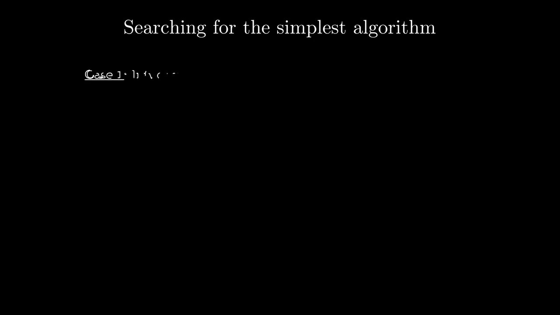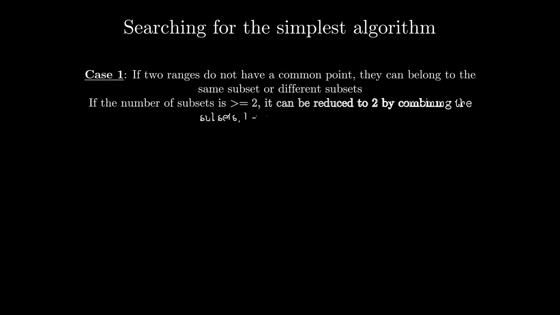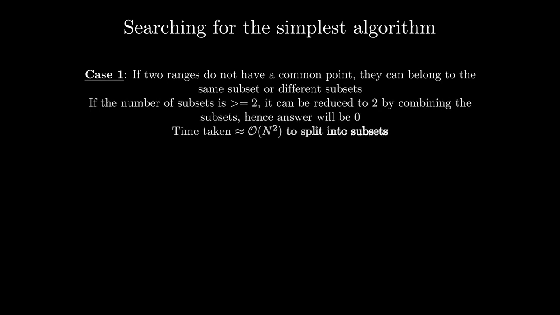I had mentioned that if two ranges do not have a common point, they can belong to the same subset or different subsets. Notice that if we have two or more subsets, we can combine them in such a way that we always have two subsets because of the previous statement. So, one way to solve the problem would be to first divide our n ranges into subsets. If the number of subsets is greater than or equal to 2, we would not have to delete any range, and hence our answer would be 0.